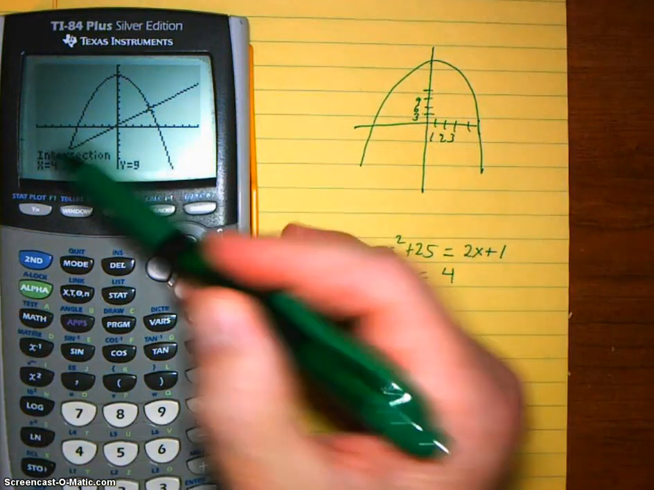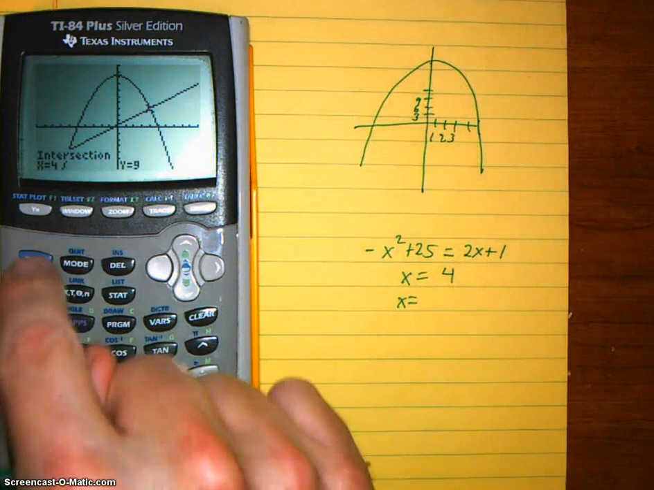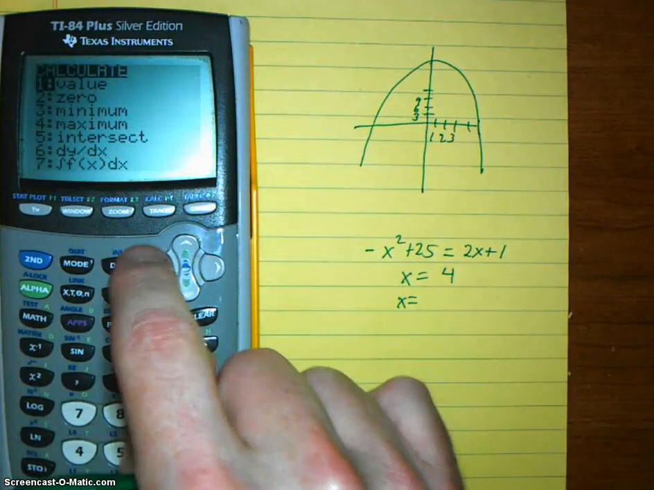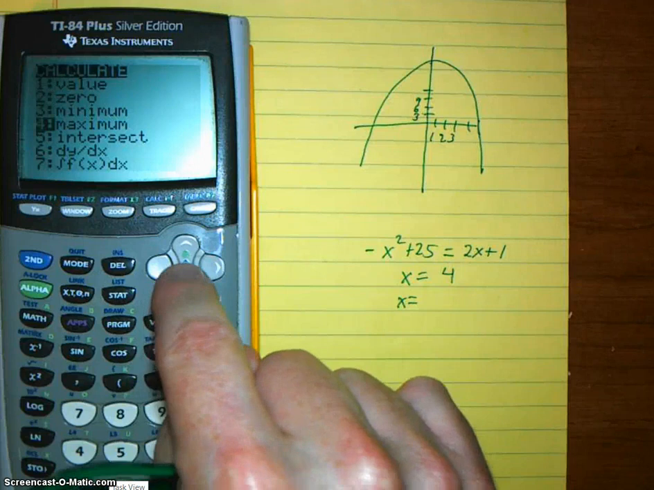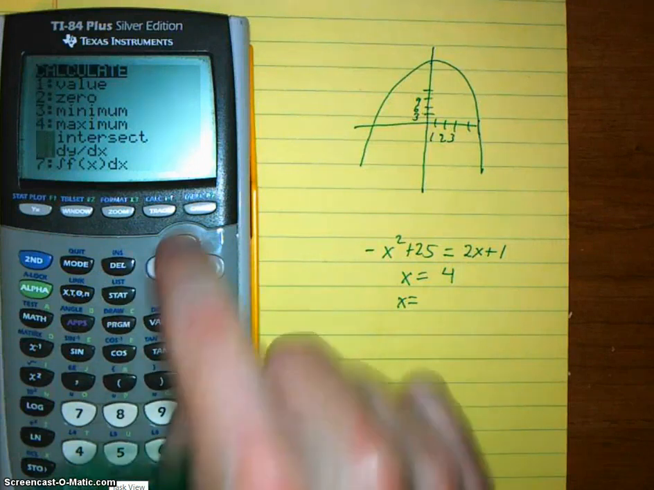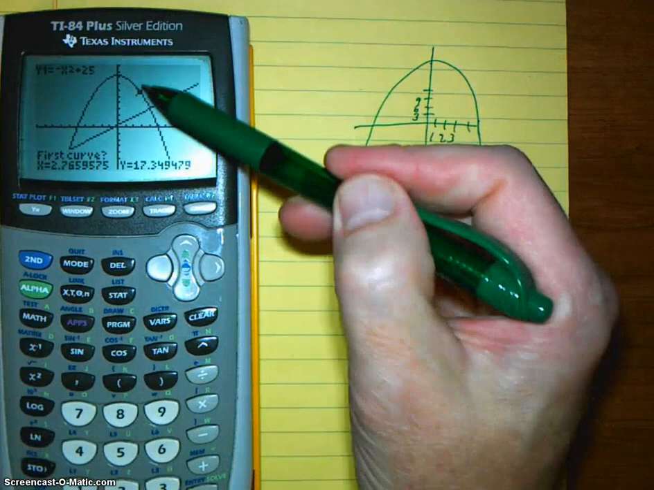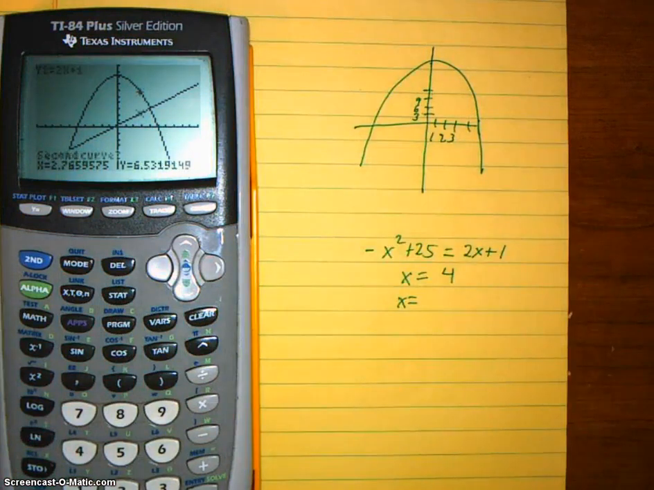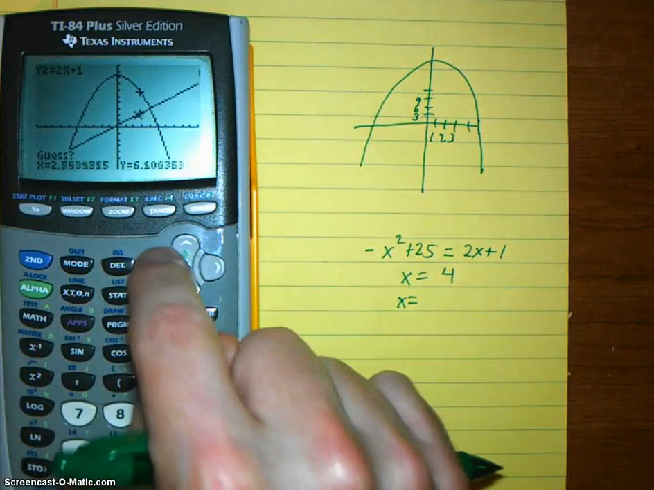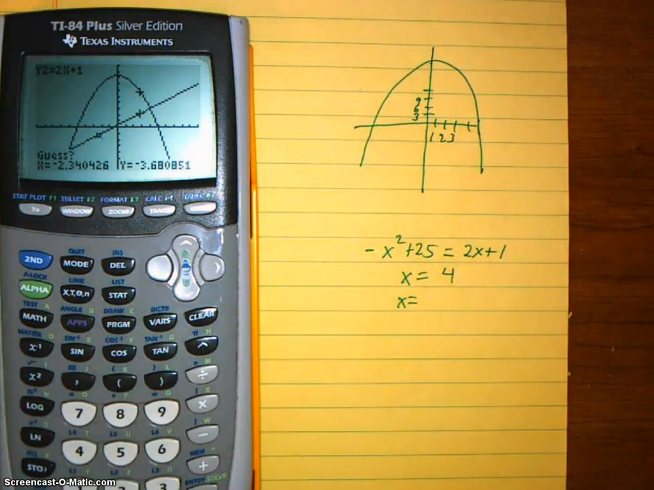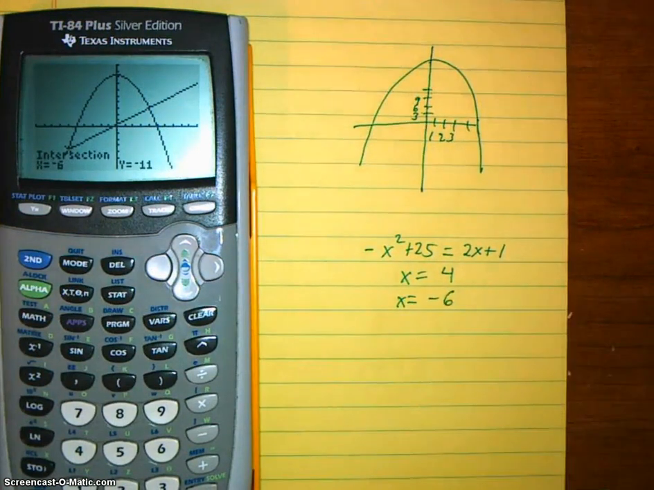All right, now we got to find the other spot. To find the other spot, we do the same thing again. We go calculate, down to intersect. Oops, one too far. Once again, it asks, is this the first curve? The answer is yes. Is that the second curve? The answer is yes. Now it wants a guess. Got to get close. You don't have to get that close usually. It tells us the other answer is -6.